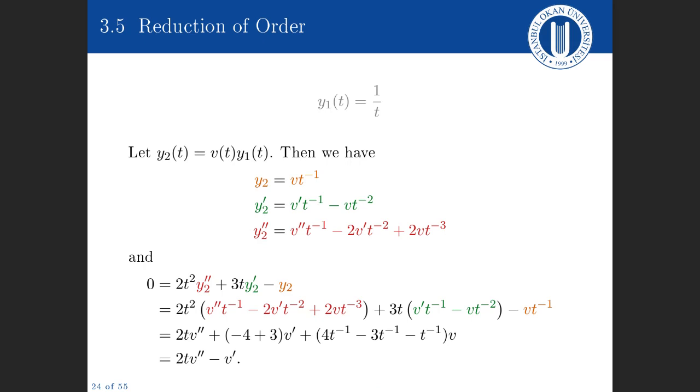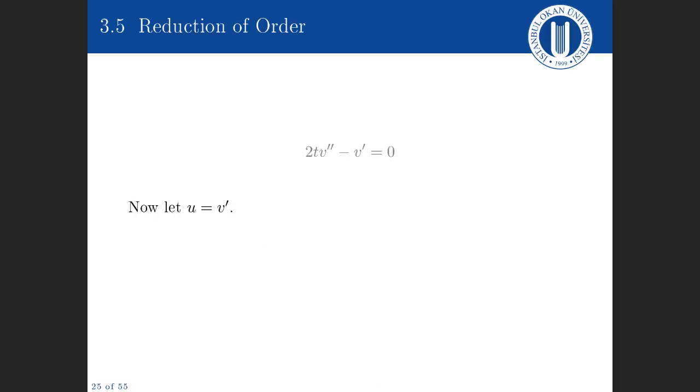So we're left with 0 is equal to 2t v double prime minus v prime. The next step is to do our substitution. We're going to replace v prime by u. And that will give us the differential equation that we need to solve. We need to solve 2t du dt minus u is equal to 0.